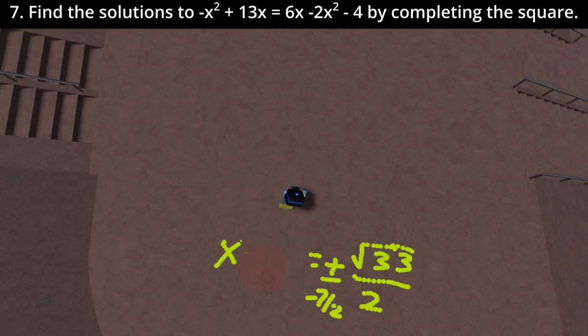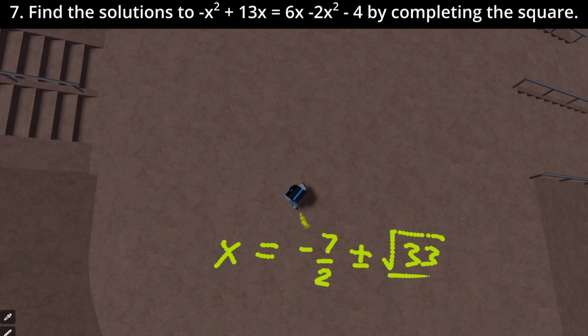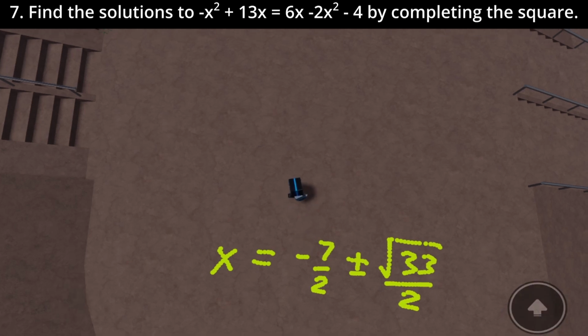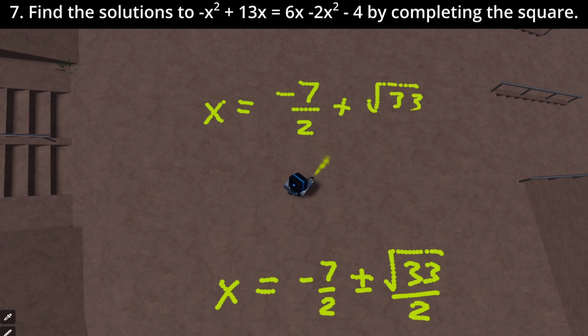So all of this is just going to become x is equal to minus 7 halves plus or minus the square root of 33 divided by 2. And now let's just take both the positive and the negative solution and we'll be done. So first I'll have x is equal to minus 7 over 2 plus the square root of 33 over 2. We can combine that into one fraction since they both have a common denominator of 2. So minus 7 plus the square root of 33 divided by 2.